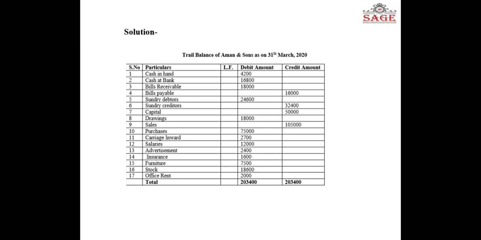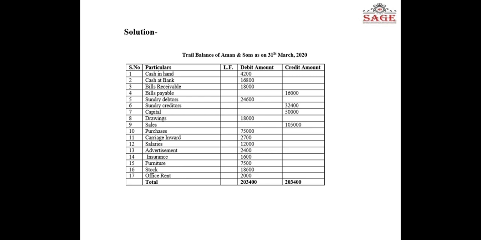Sales means it comes in the category of the real account. As per real account, whatever the goods goes out from the business, that should be credited, so you have just written in the credit side. Purchases means whatever the goods comes in the business, as per the real account, that should be debited, so I've just written in the debit side. Purchases will be debited.